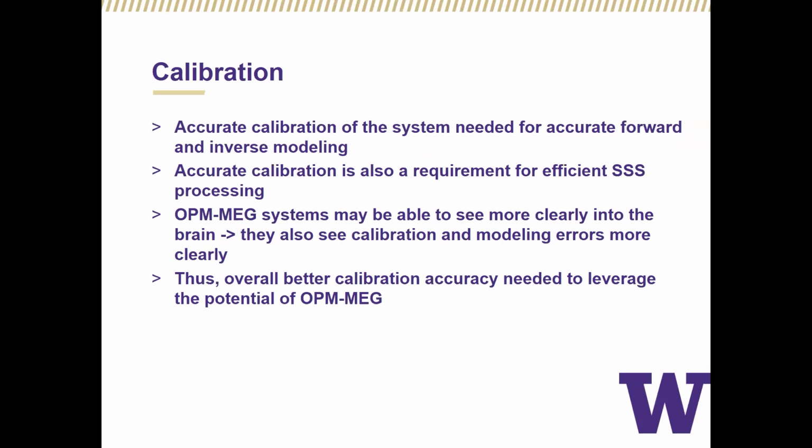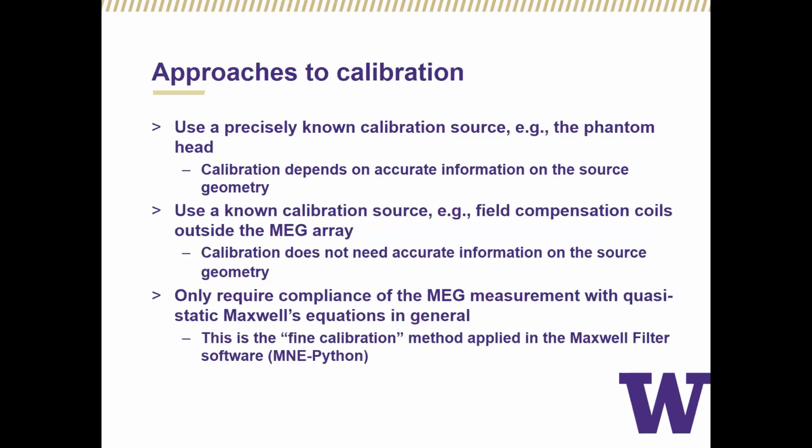And then I wanted to say something about calibration. So obviously we want calibration to be accurate for accurate forward and inverse modeling, but also it's important for SSS processing to have accurate calibration. And also in OPM MEG systems, because we may have higher spatial frequencies that we can measure, so we see things more clearly, but then we also see these errors more clearly, like calibration errors and other kinds of errors. So we have to take special attention to those, because if we want to leverage the potential that OPM MEG has, we have to really pay attention to that.